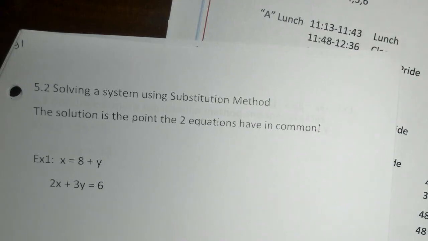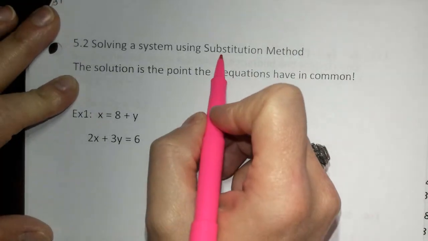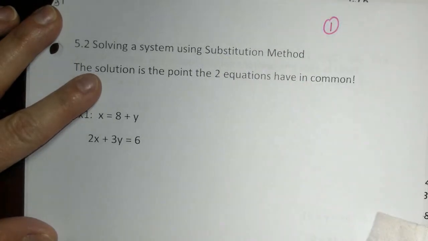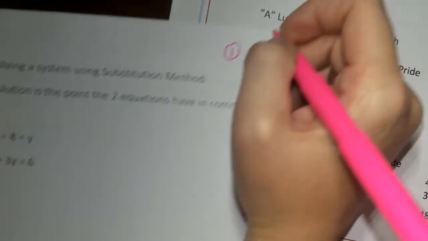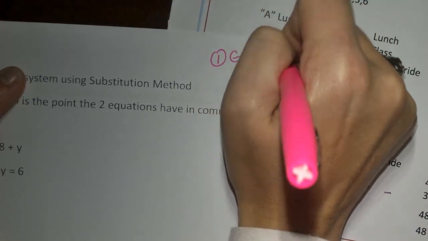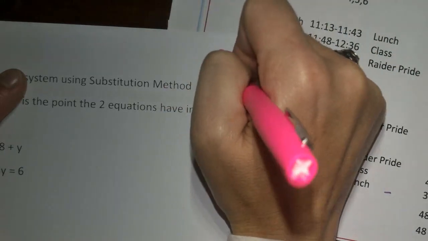Okay, so we're on page 3, 5.2. This is our second lesson in this unit. It's really important that you guys pay attention here because this is another way to solve systems. So today, there are 3 ways to solve systems. In class, we learned the first one, which is graphing, and you just look to see where the lines intersect. And the second one we're going to do today is called substitution.